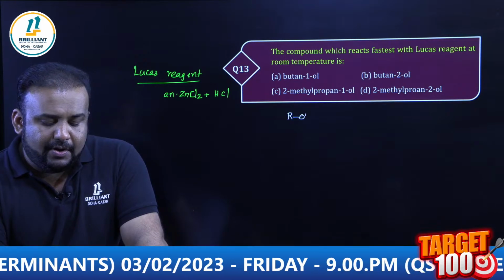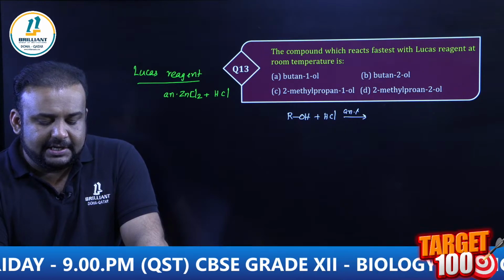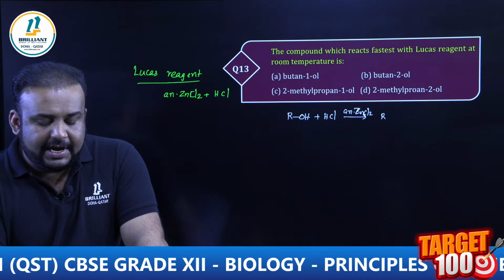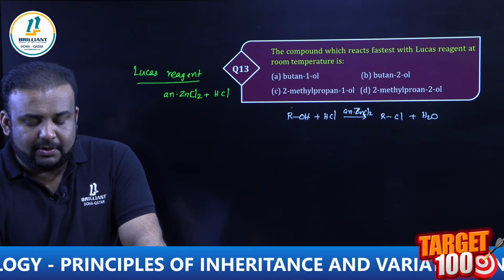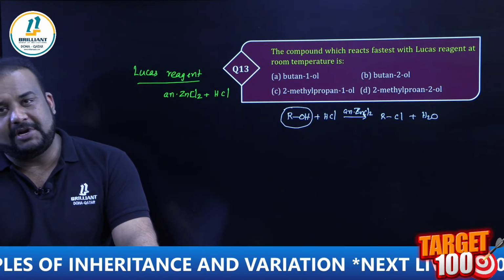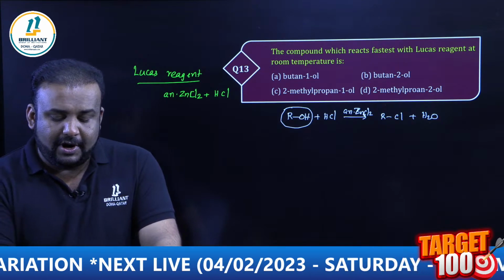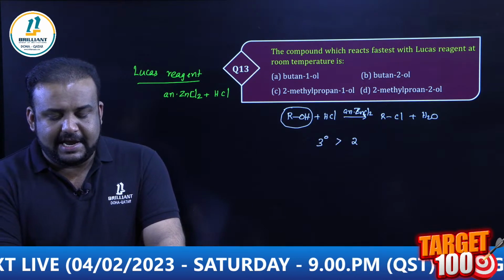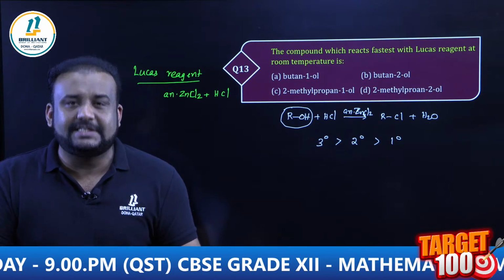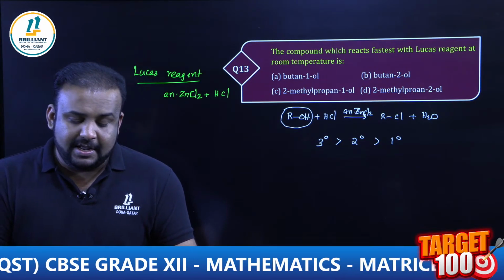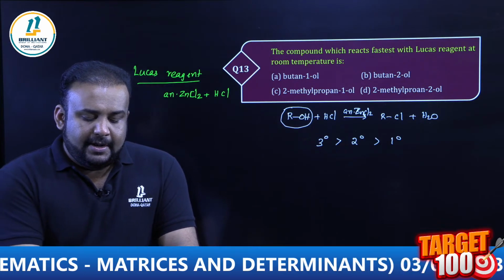For example, ROH plus HCl. This is the Lucas reaction. Anhydrous zinc chloride catalyst. So you will get RCl plus H2O. This is the reaction. So which alcohol's carbocation is most stable, that will form turbidity immediately. So you know the order. Tertiary is greater than secondary is greater than primary. So a tertiary alcohol will react faster with Lucas reagent, right? Now all you need to do is just identify which is a tertiary alcohol here. Yes.